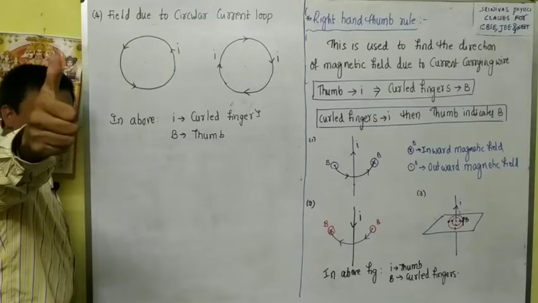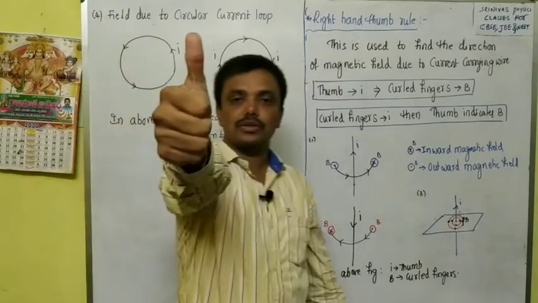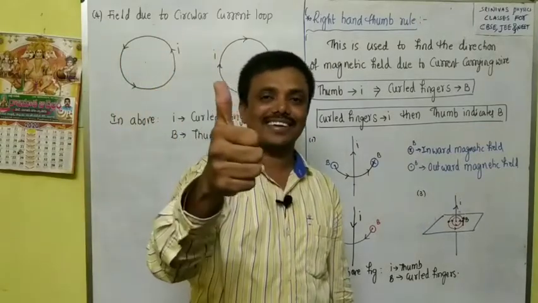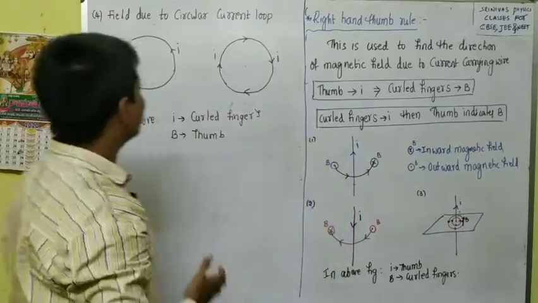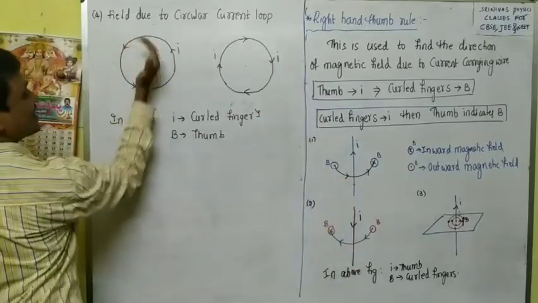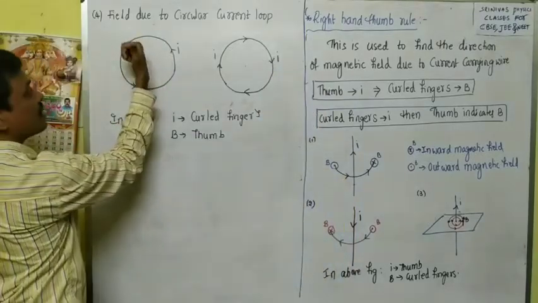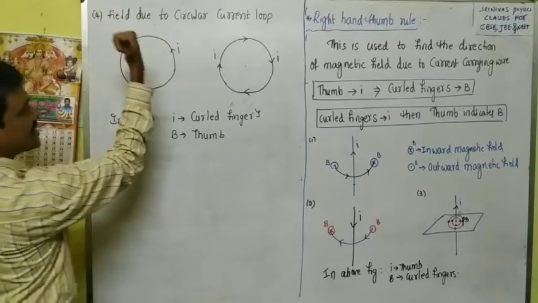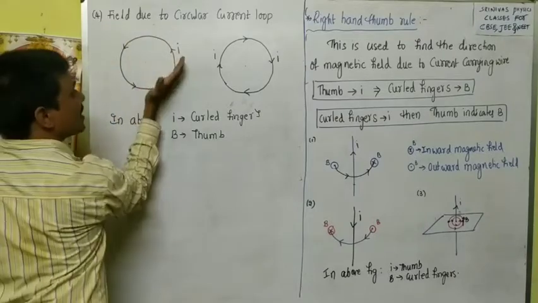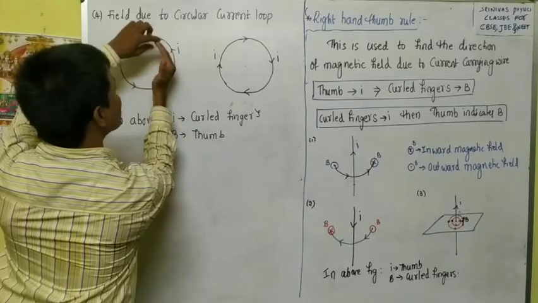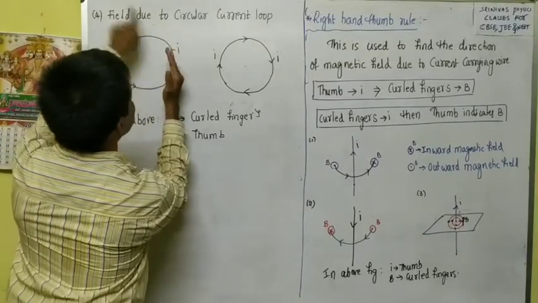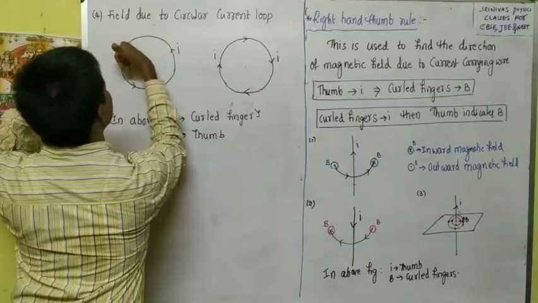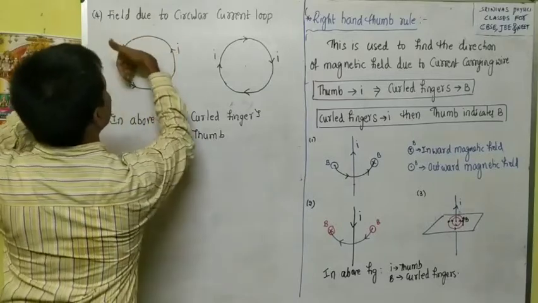Curled fingers and thumb, the right hand you have to use, right? Okay, now let us see. Here the current is in anti-clockwise. What about the field direction? The field is outward like this. Curled fingers indicate the current. The current is going like this. The fingers, curled fingers, are in anti-clockwise.